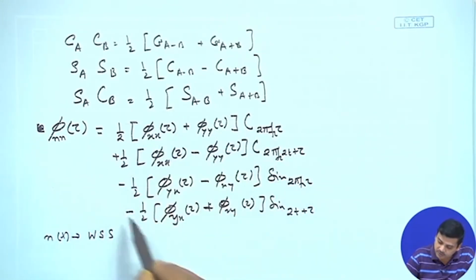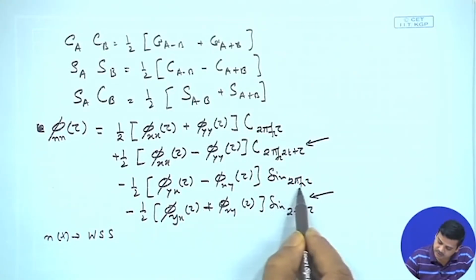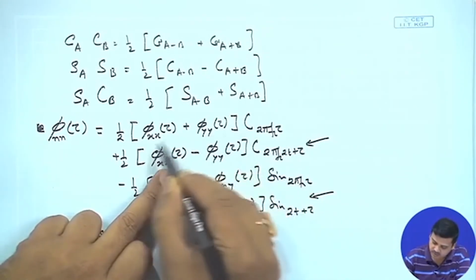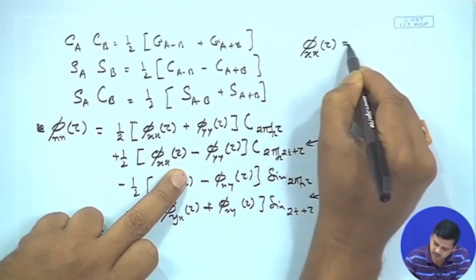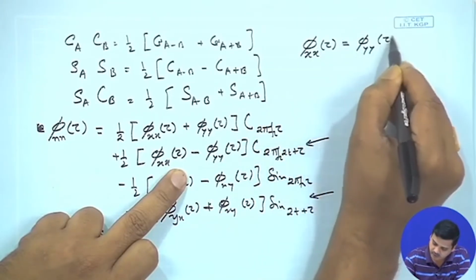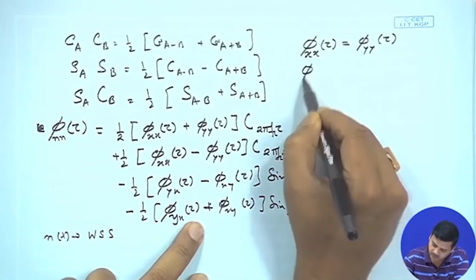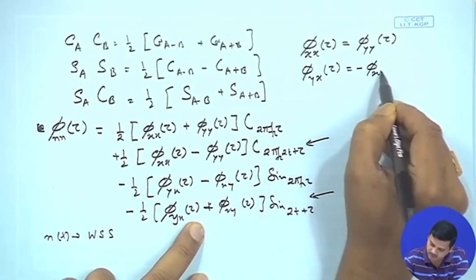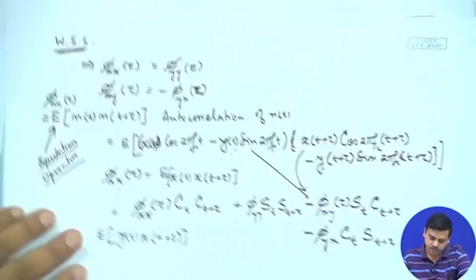The right hand side should not have any dependence on t. For it not to have dependence on t, these two terms which have dependence on t should go to 0. So, if this coefficient has to go to 0, that means phi xx of tau should be equal to phi yy of tau, and phi yx of tau is equal to minus phi xy of tau, and this is what we started off with when we talked about wide-sense stationarity.